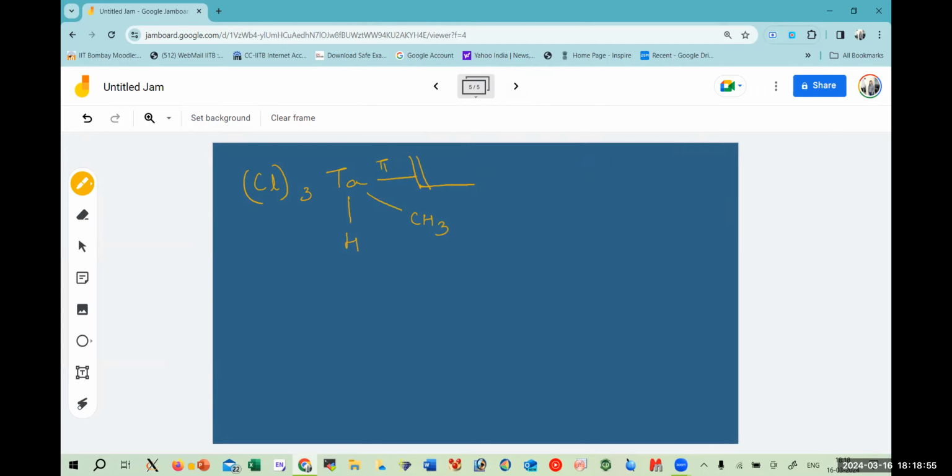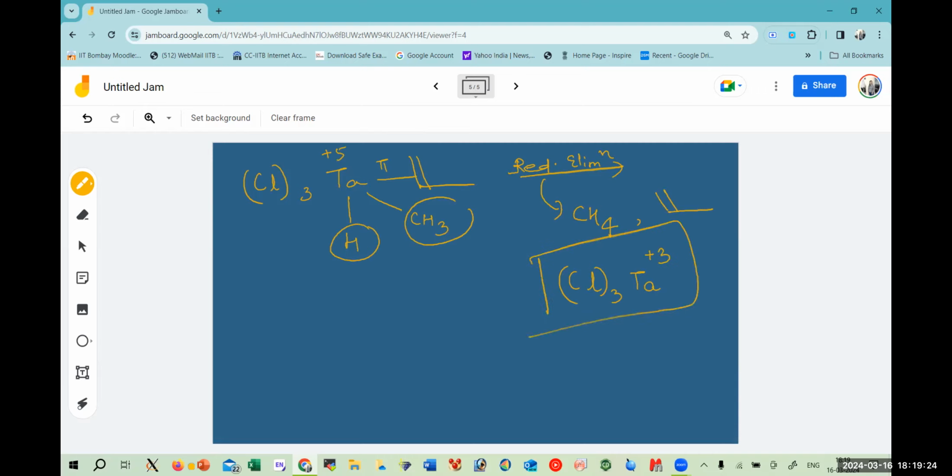Now, if you see, it is again in this +5 oxidation state, so it has a tendency to undergo reductive elimination. And reductive elimination, we know, would release your methane group, and ultimately it would also release this propene and Cl3 tantalum. So this is in +3, and this actually is your active species.